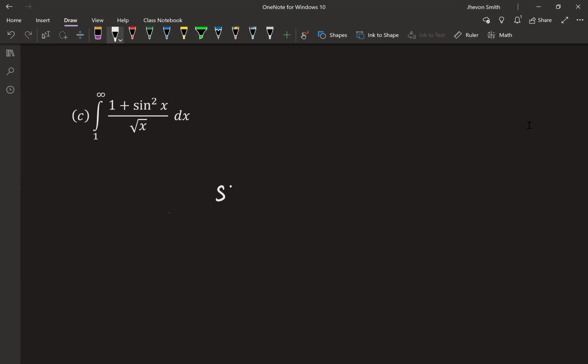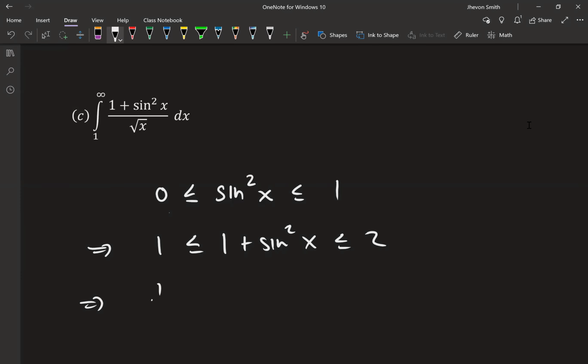Okay, so you're going to start, remember how we started? We started with nothing but the trig function. We know that that is between 0 and 1. And we build things up, which means we can add 1 to all sides, and then we can divide all sides by a radical x. So I started with a trig function, and then I built up to the more complicated function.